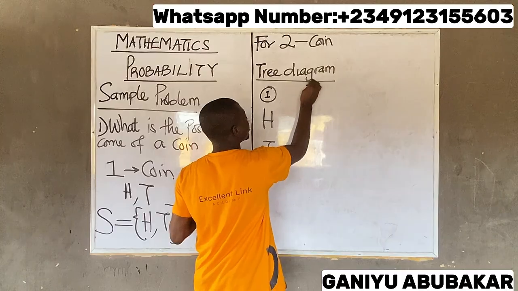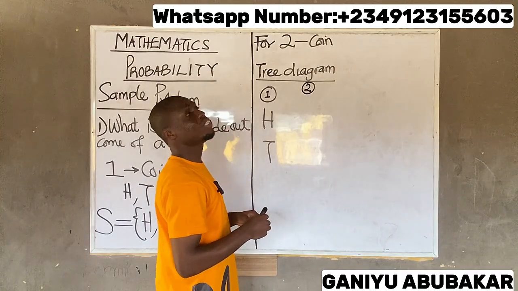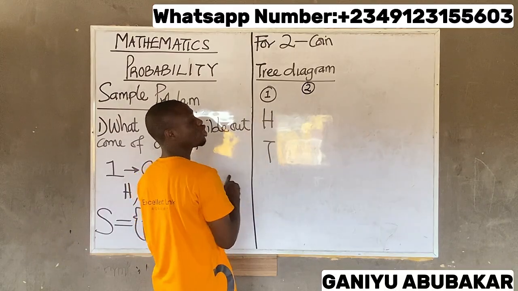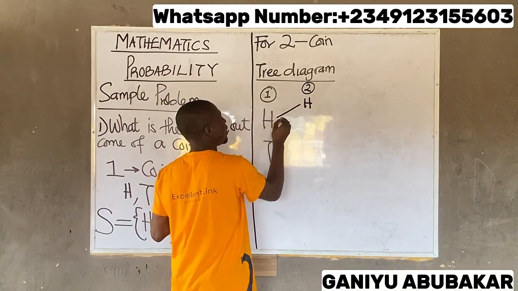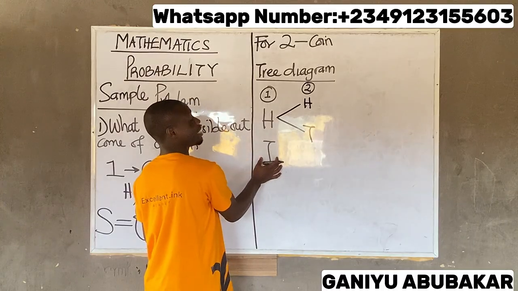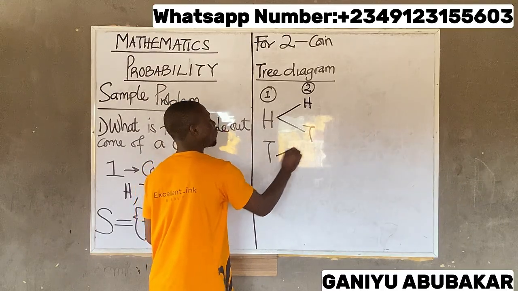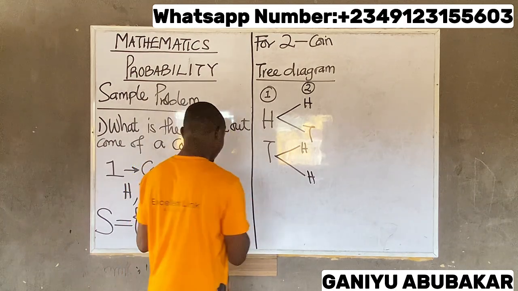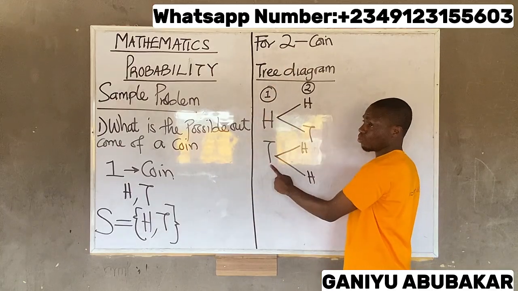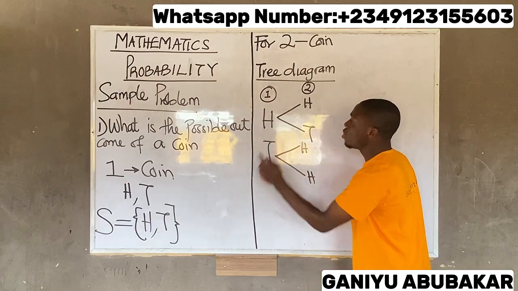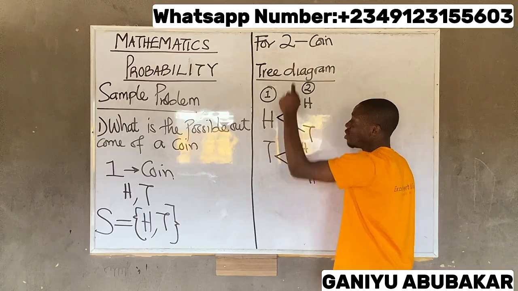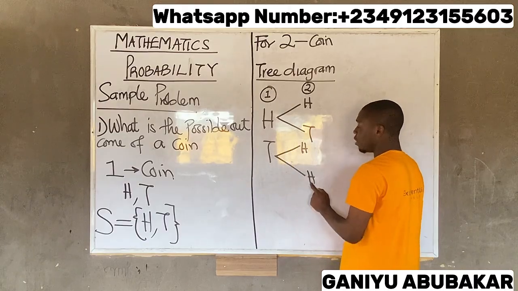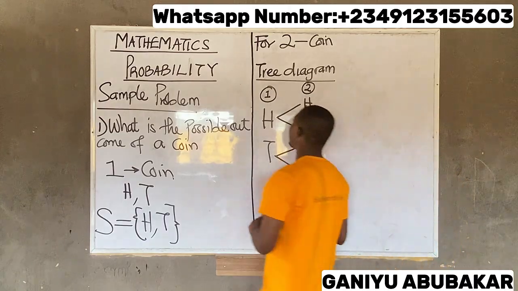Now, for two coins, what will it be? I will assume this one is one coin. If I throw this coin, I'll have a head and a tail. I will assume this is another coin. If I throw it, I'll have a head and a tail. One coin gives you head and tail. For two coins, here's how you do it. Assume this to be one coin, and this to be the second coin.